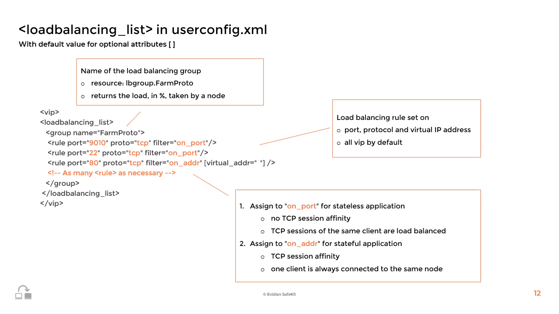Note that in the rule tag, you can define a specific virtual IP address on which you want a load balancing rule to be applied. By default, the rule is applied to all virtual IP addresses defined in the VIP tag. Finally, you can replicate the rule tag to define new load balancing rules.